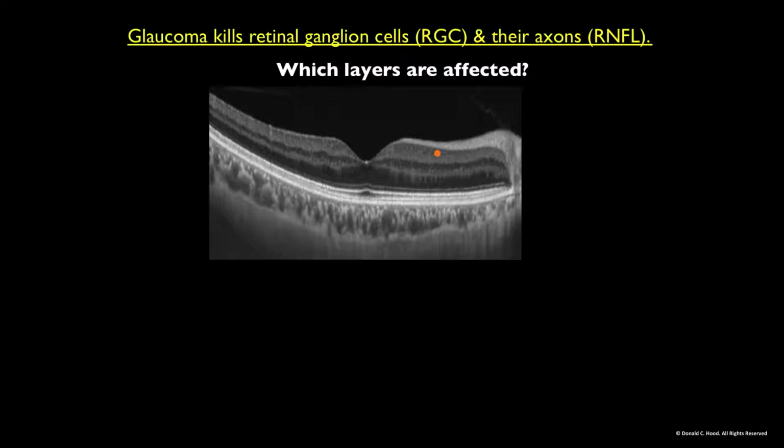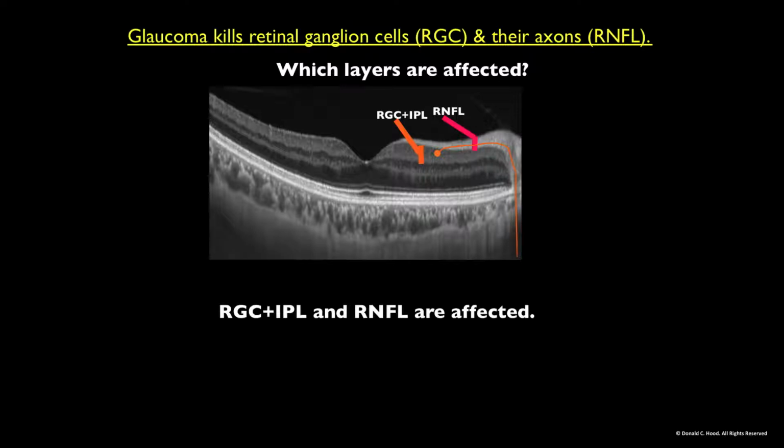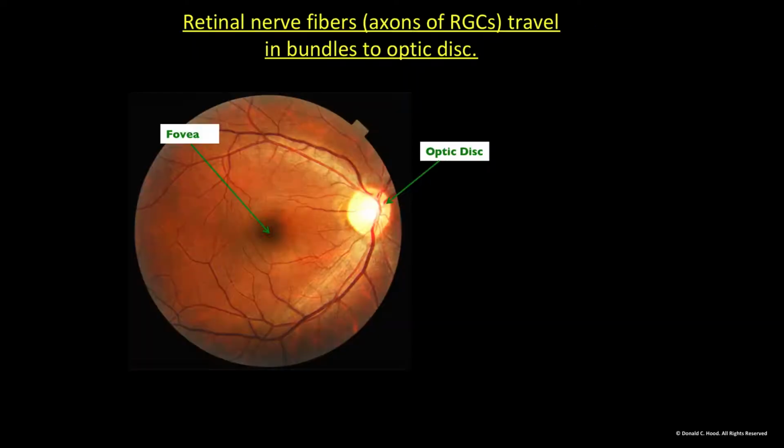So if this would be a ganglion cell, that would be about the ganglion cell layer location, and then your axons like this. So you're going to expect this layer to be affected, the retinal ganglion cell plus inner plexiform layer, and you're going to expect the retinal nerve fiber layer to be affected. So both of those are affected.